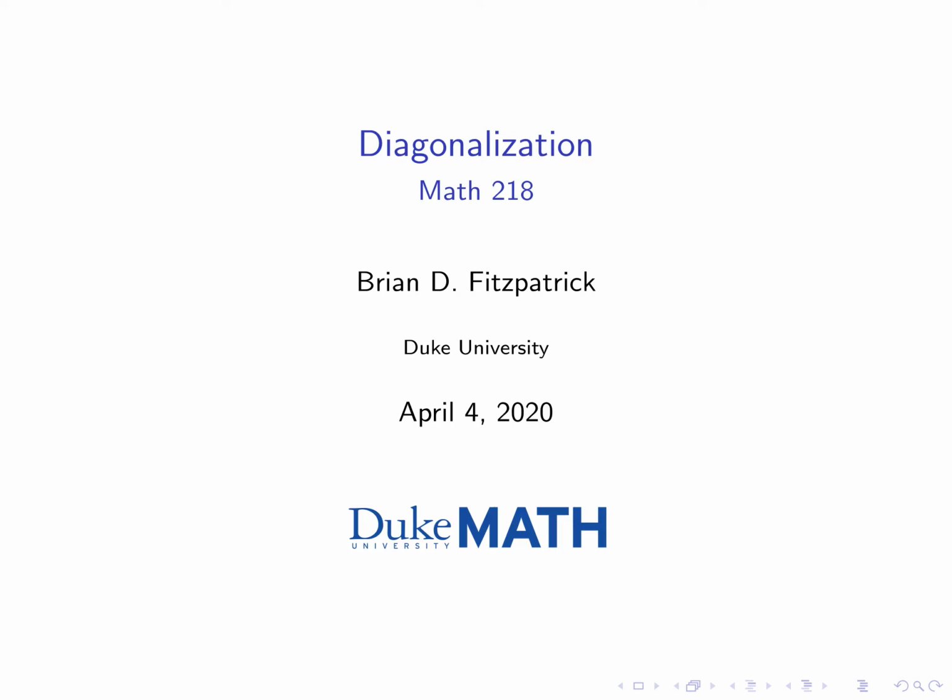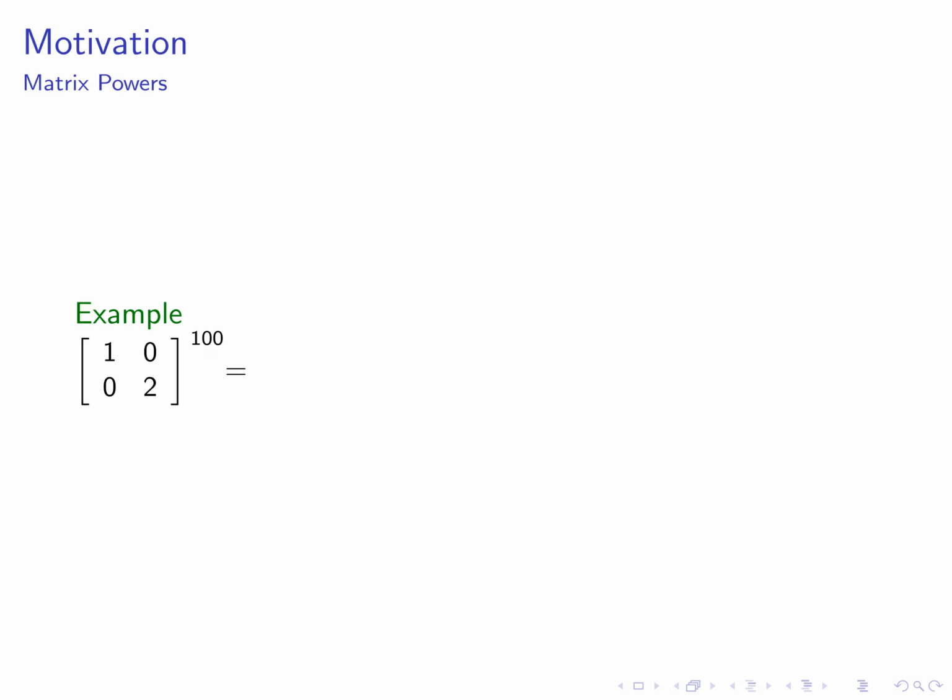Let's talk about diagonalization. I want to begin this lecture with a motivational example that is easy to grasp, but still important. Let's start by looking at this simple 2 by 2 matrix. I say this matrix is simple because it's a diagonal matrix. The diagonal entries are the numbers 1 and 2, and the off-diagonal entries are both equal to 0.